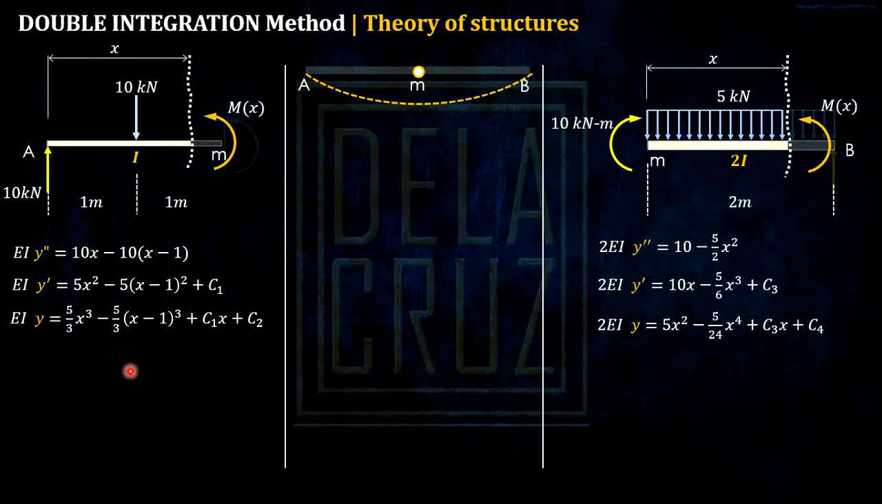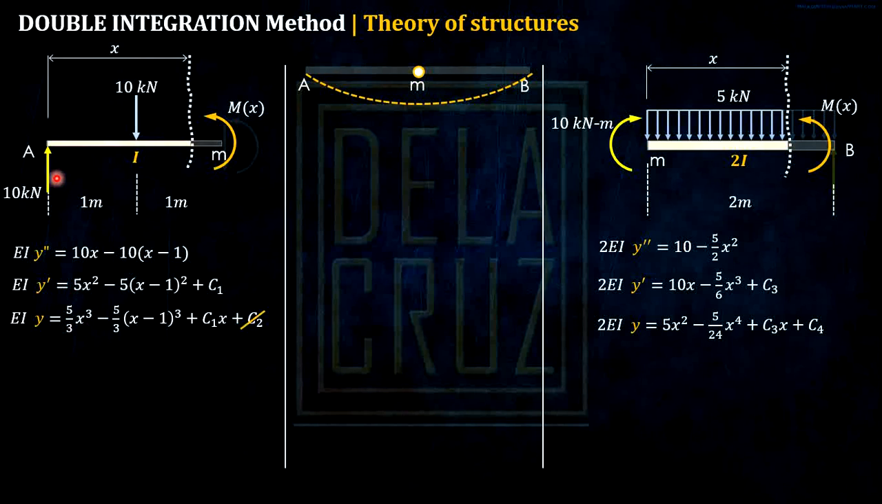Observing this in the left view, boundary condition when x is 0 here, when x is 0, our C2 is obviously 0. Gets lang ba? I hope napanood nyo yung part 1 nito, yung double integration. Diniscuss ko yun. Yung C2 is just the deflection at the first point of the beam. Now, as you can see, pag may support dyan, walang deflection. So, automatic C2 is 0.